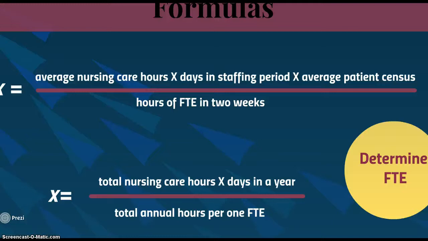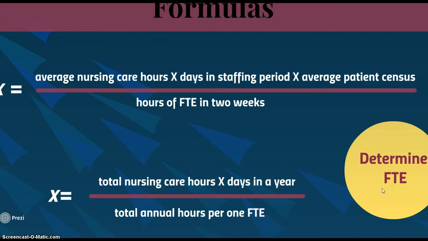So these are the equations that you use to calculate the FTE, or the full-time equivalent. You essentially solve for X, and the first one uses the average nursing care hours times the days in a staffing period, which is 14 days because it goes over a 2-week time period, times the average patient census, divided by the hours of a full-time equivalent in 2 weeks, which would be 80 hours, because it's 40-hour work weeks.